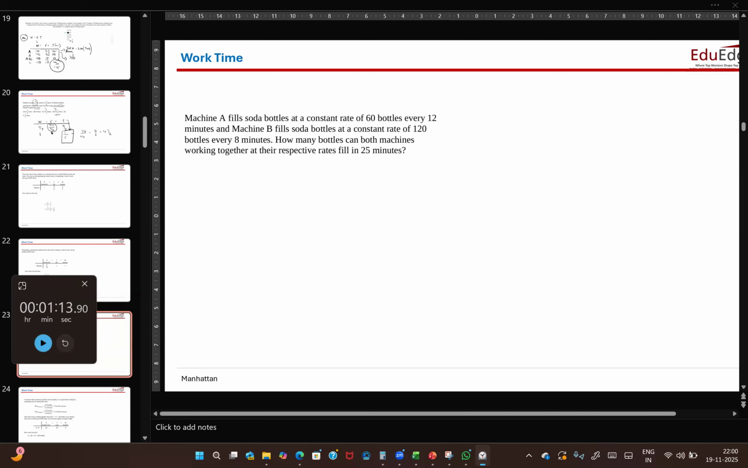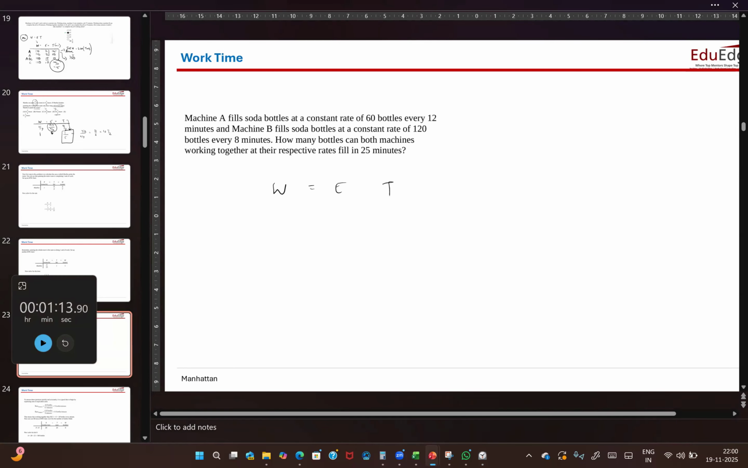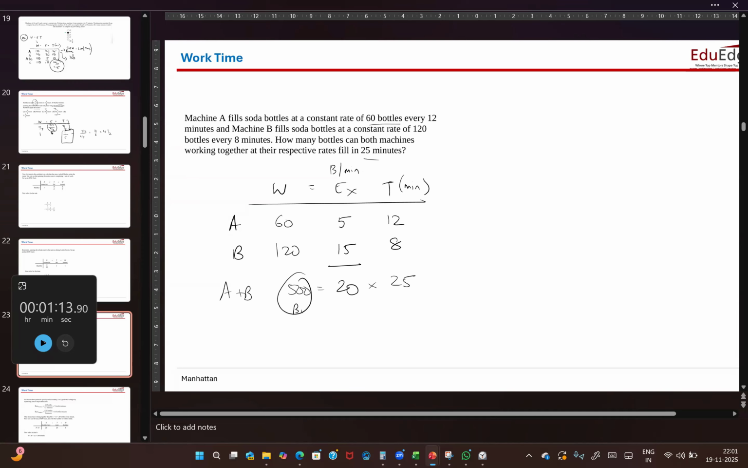So, okay, I think this is what you must have done. We have A, 60 bottles, right? So that is work. 12 minutes is the time. So efficiency, can I say, is 5. Time is in minutes. Efficiency will be in bottles per minute, right? Now for B, it is 120 bottles every 8 minutes. So can I say efficiency is 15? Now when A and B work together, efficiencies are added up. So 20. Time asked is 25. Into will give you 500 bottles. So that's the answer. As simple as this.